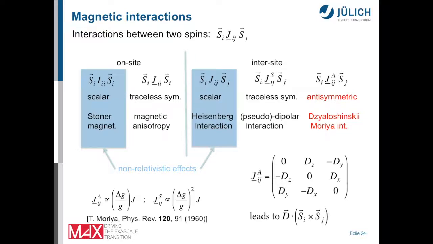Moriya pointed out in 1960 already that this antisymmetric part is first order in spin-orbit coupling, and this symmetric part here is second order, and therefore in metallic systems we usually find this thing here much smaller and normally ignore it in the evaluation of the exchange interactions. Also, it can make a contribution.